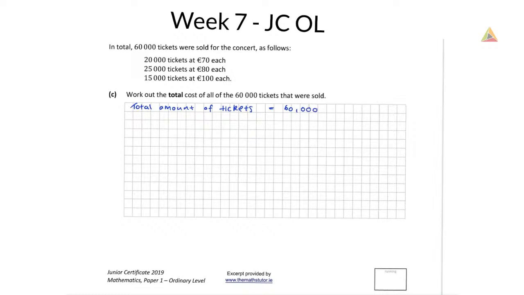The first bit of information we're given there is that we've 20,000 tickets at €70 each. So the total cost of that is going to be €70 by 20,000. Now, when you multiply 20,000 by €70, you're going to get 1,400,000.